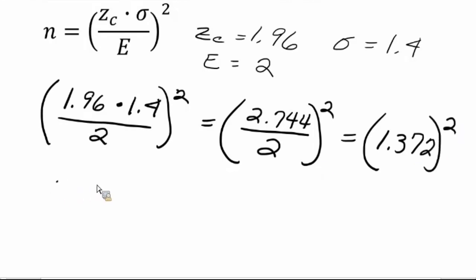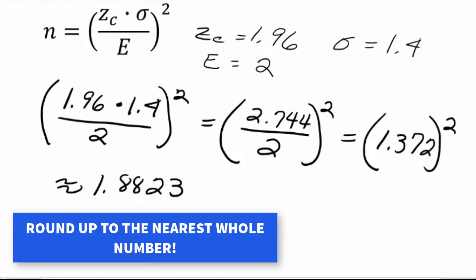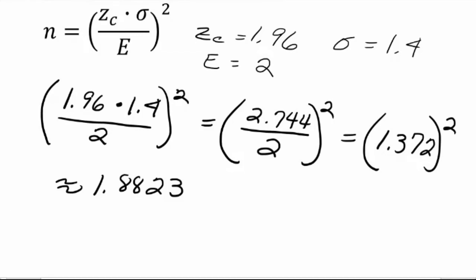So we get approximately 1.8823. When determining a minimum sample size, we round up to the nearest whole number. Therefore, the minimum sample size needed to estimate the population mean is 2.